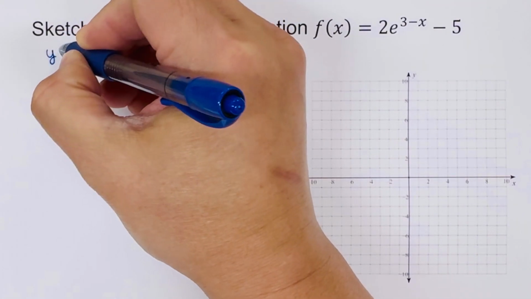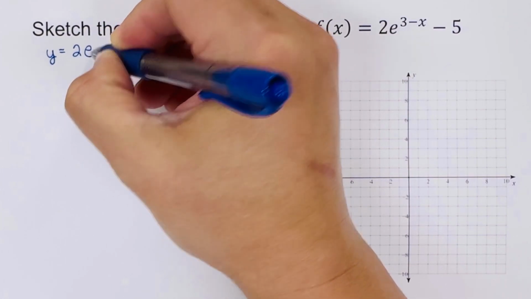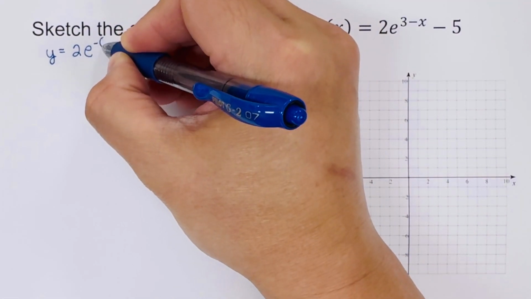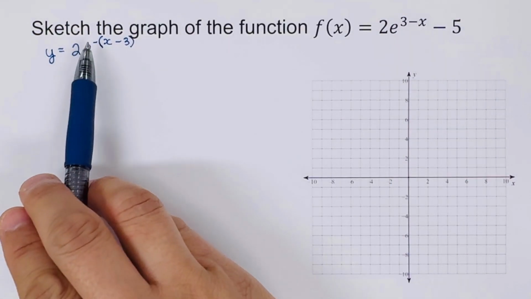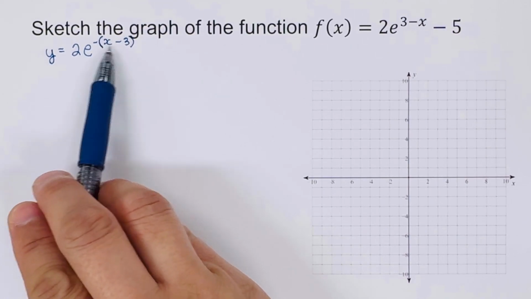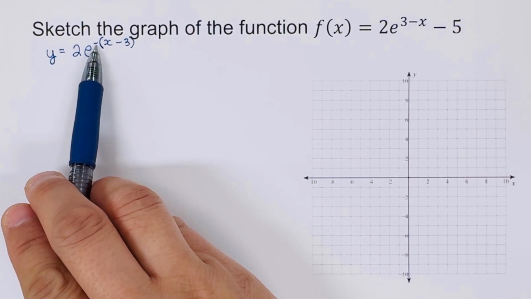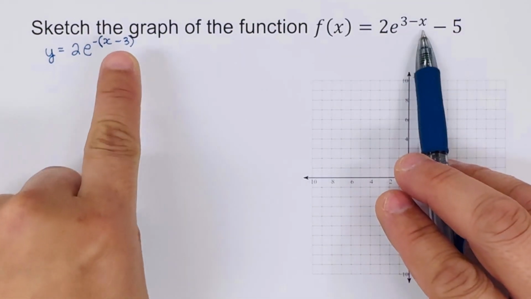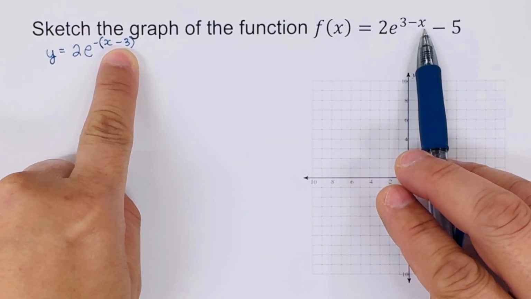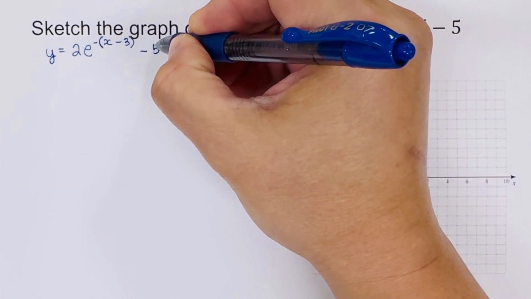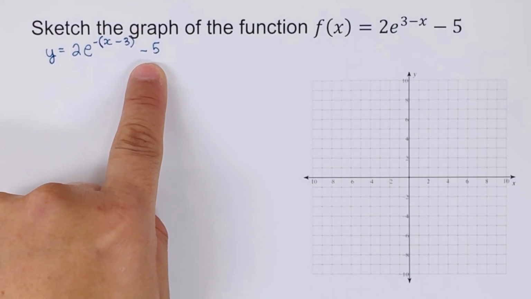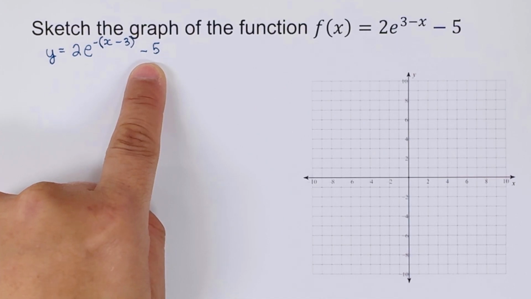So this equation that we have right here can be written as y equals 2e raised to the power negative of x minus 3. If you notice, if we distribute the negative to each of the terms inside the parentheses, negative times positive x is a negative x. Negative times -3 is a positive 3. And then we have a minus 5. Looking at this equation, we can say that our horizontal asymptote is y equals -5.